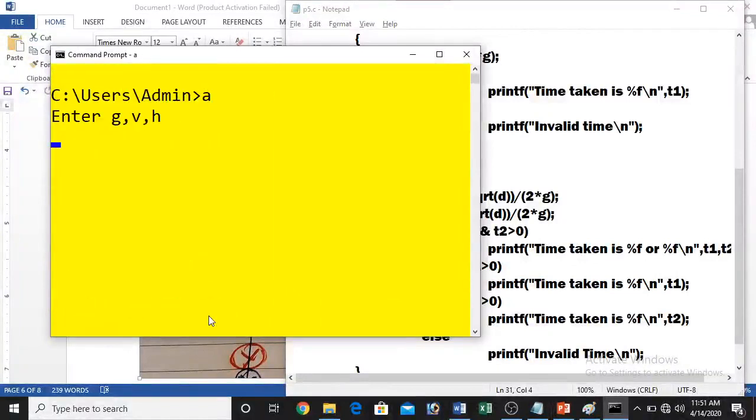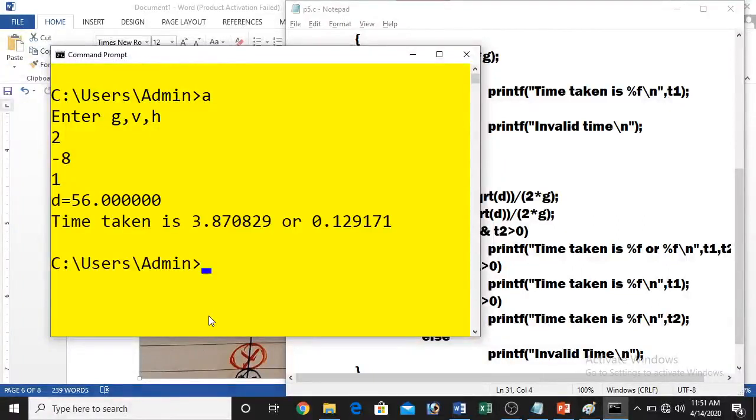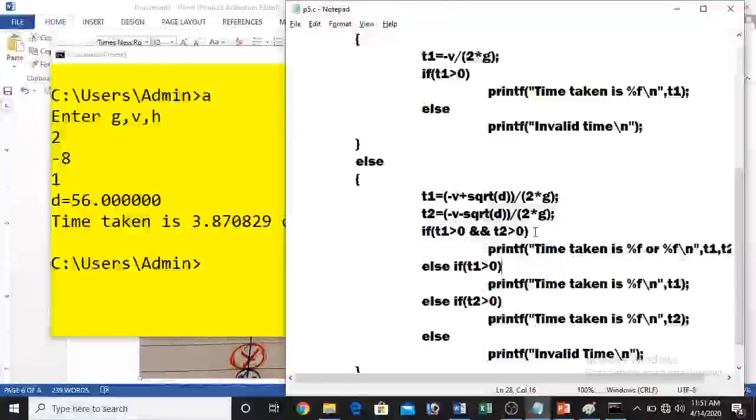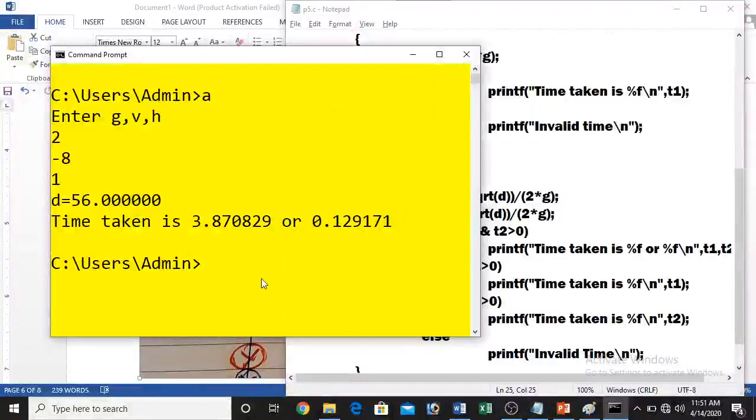So I'll enter the values 2, -8 and 1. You can see what the D value is: 56, which is positive. So you will have two options: T1 is 3.8 and T2 is 0.12. Both are positive, so this satisfies the condition: if T1 is greater than 0 and T2 is greater than 0. If you want, you can print T1 and T2 separately and check. No issues in that. Now let me take another option.